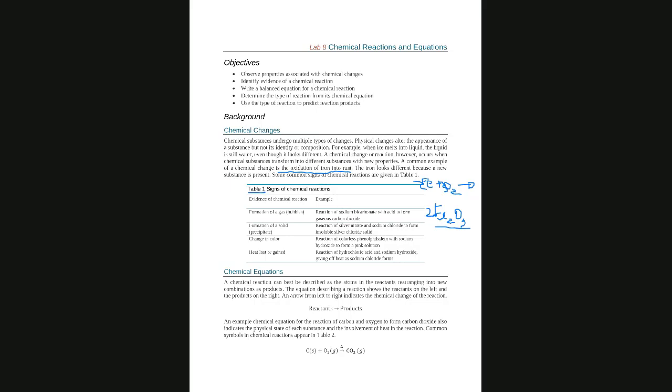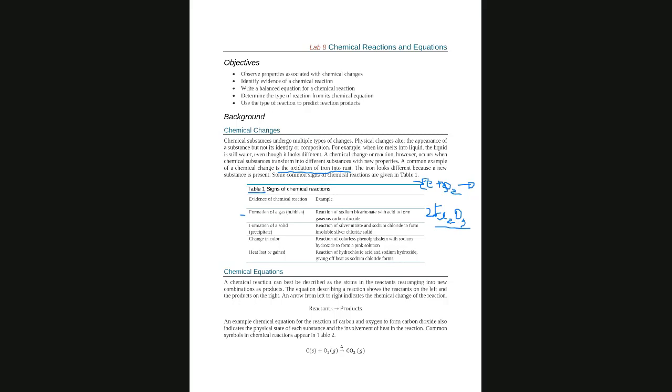The first one, it says the common sign here. It says formation of a gas. So if you mix two substances and you see bubbles, then you know a gas is formed. That's a sign of a chemical reaction. What else is a sign of a chemical reaction?